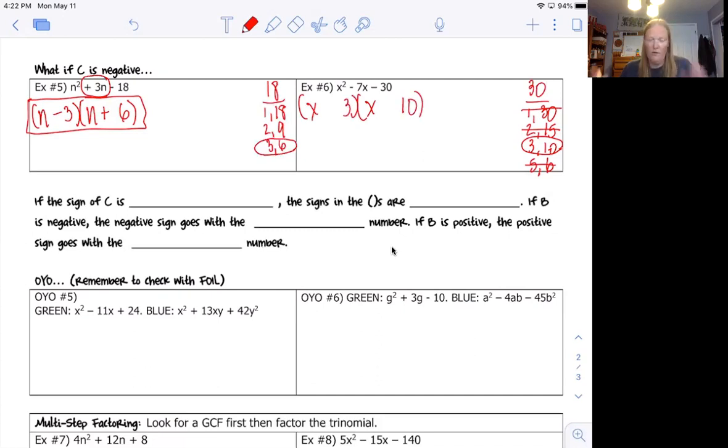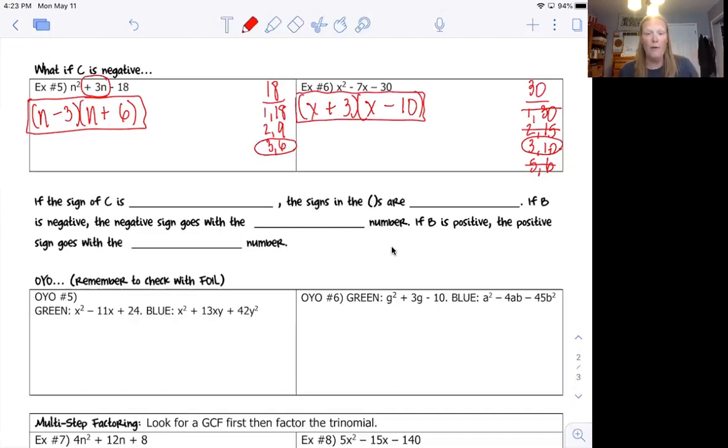Now, the C is negative, so they're going to have one of each, right? And this time, my middle term is negative, so which of the factors, 3 or 10, should get the negative? Hopefully, you said the 10. A negative 10 plus 3 gives me a negative 7, and a negative 10 times 3 gives me a negative 30.